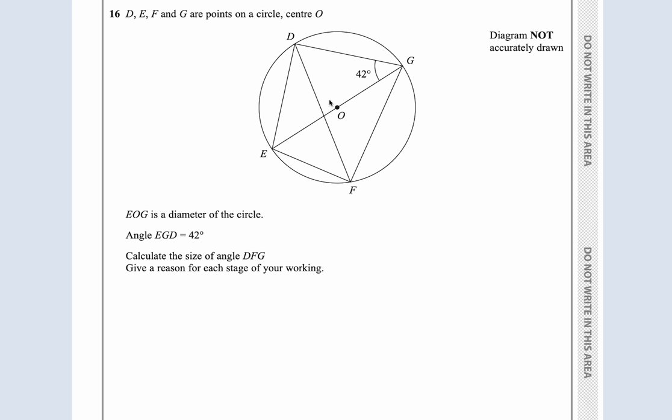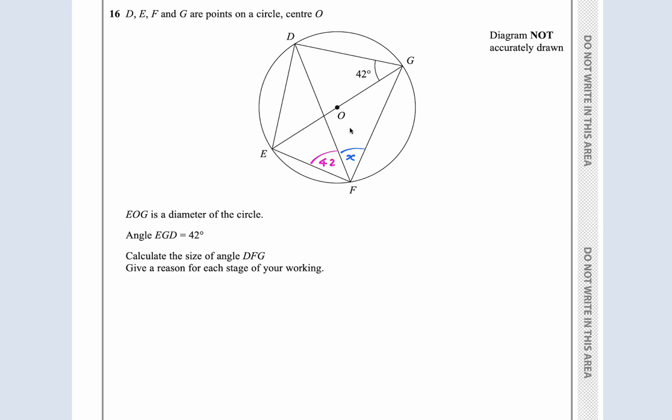Question 16. D, E, F, G, points in a circle. This is the diameter. We have 42. And calculate the size of DFG. So this is what we want here. Let's call it X. Now guys, if that's 42, straight away I'm going to write this is 42. How can I do that? Well, these are angles in the same segment. I think that's what the circle theorem is called. But this one and this one are equal.